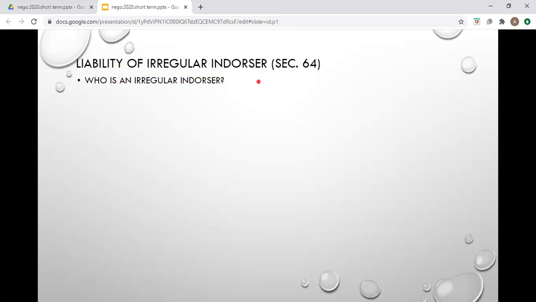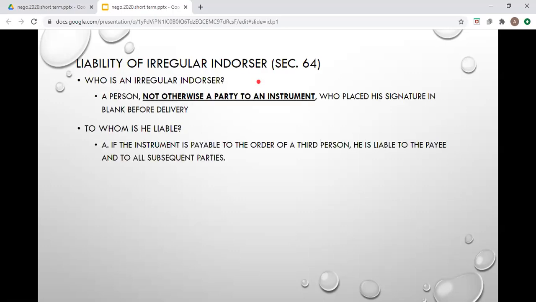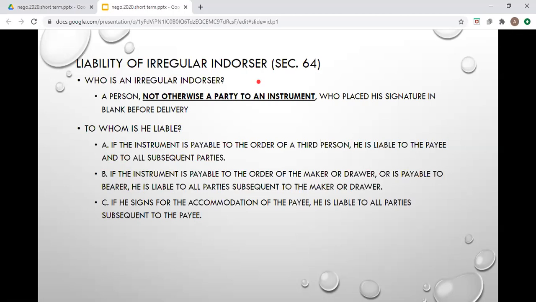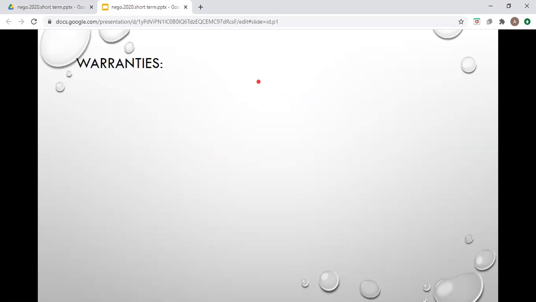And to whom are you liable? Depende. If the instrument is payable to the order of a third person, then parties after the third person. You are liable to the payee and subsequent endorsees. If the instrument is payable to the order of the maker, then parties after the maker or of the drawer. And if it has been made for your accommodation, then parties subsequent to the payee. Ganun lang. And then warranties, section 65 and section 66.